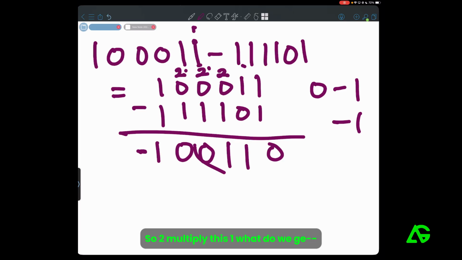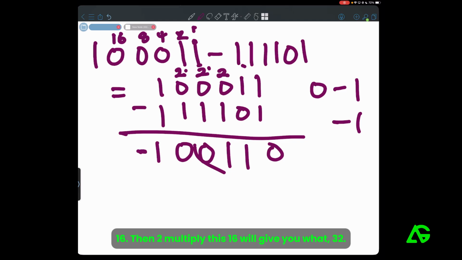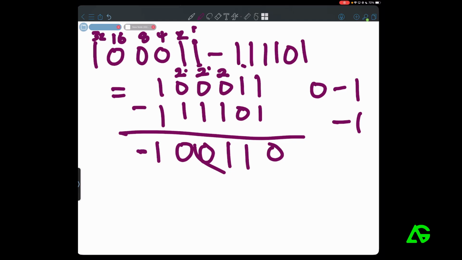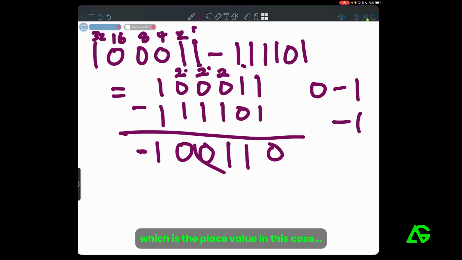So 2 multiplied by 1, what do we get? 2, right? 2 multiplied by this is 4. 2 multiplied by this is 8. 2 multiplied by this is 16. Then 2 multiplied by 16 gives you 32. This is the weight, which is the place value in this case. We are looking at a shortcut for playing around with these things. Now we want to convert to base 10.